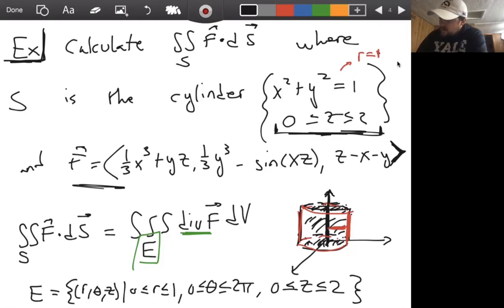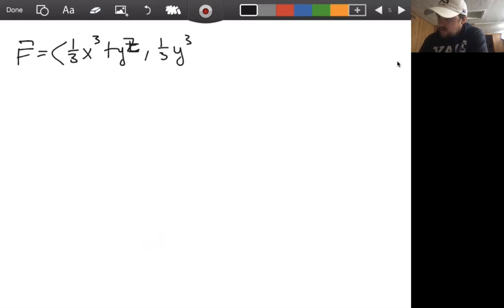The next thing we need to do is calculate the divergence of F. So let me record on this page what F is again, so it's more clear to see. This was 1/3 x cubed plus yz, 1/3 y cubed minus sine xz, and then z minus x minus y.